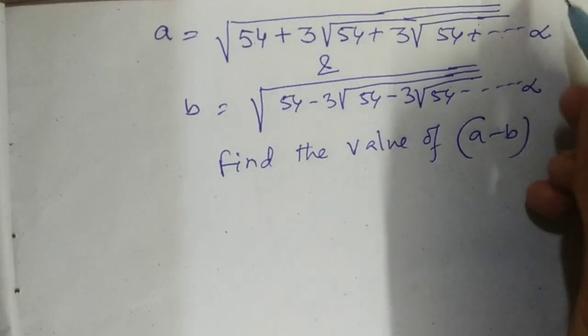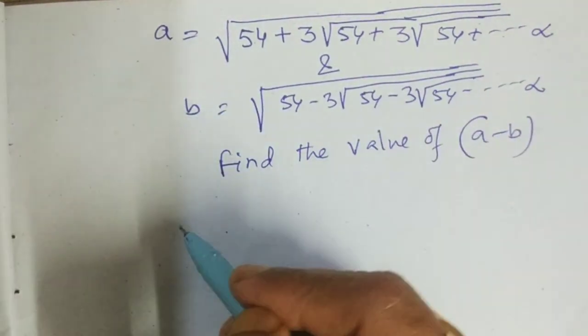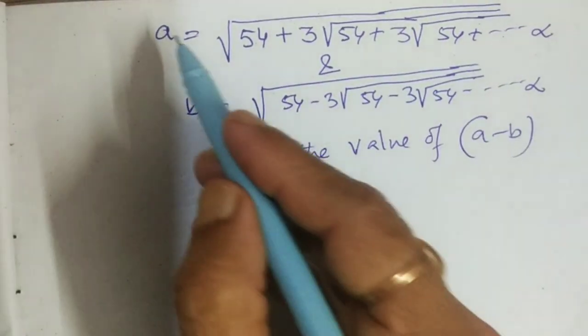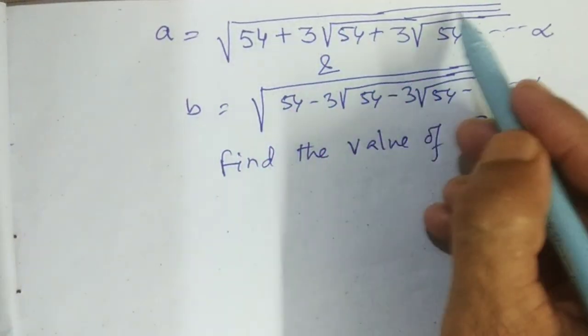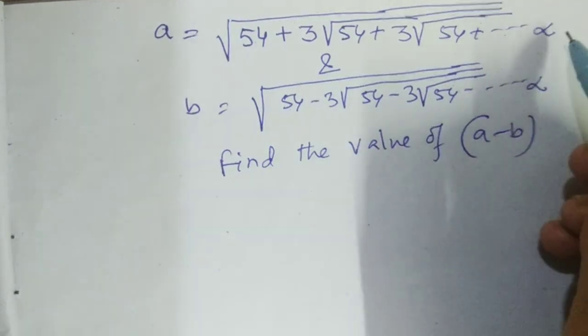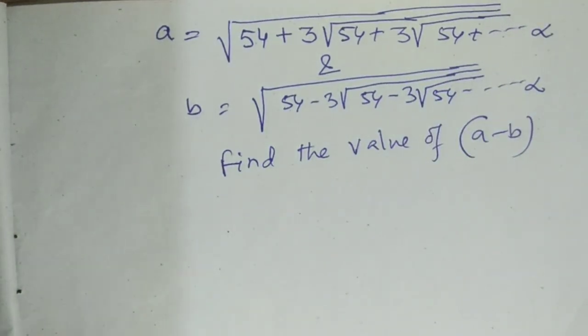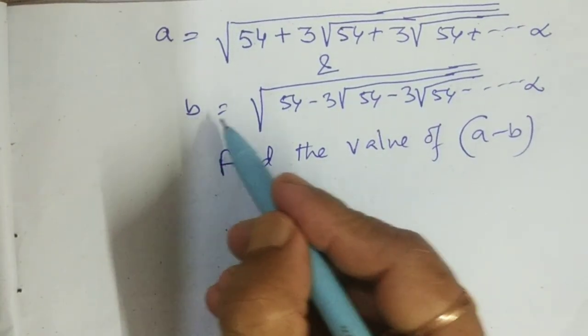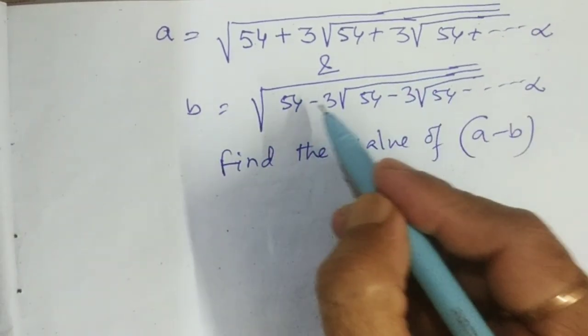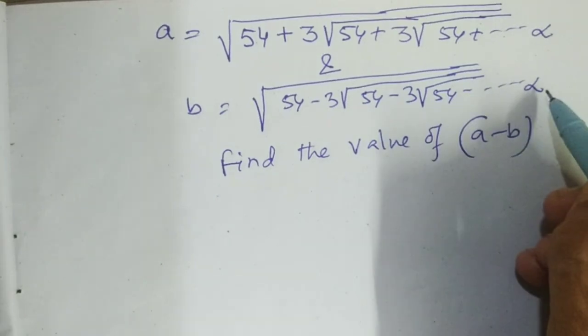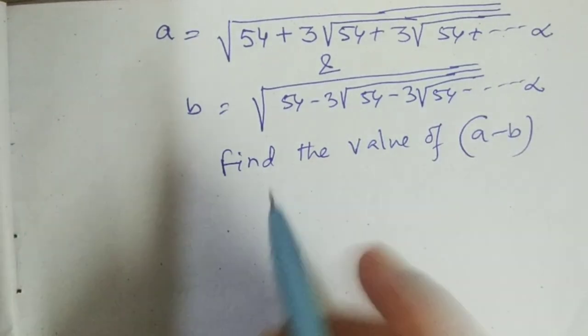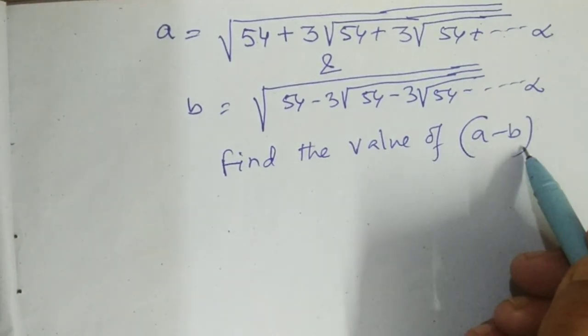Today we will see how to solve this kind of tricky questions. Here a is equal to root over 54 plus 3 root over 54 plus, and it is continued up to infinite. B is equal to root over 54 minus 3 root over 54 minus, and it is continued up to infinite. So find the value of a minus b.